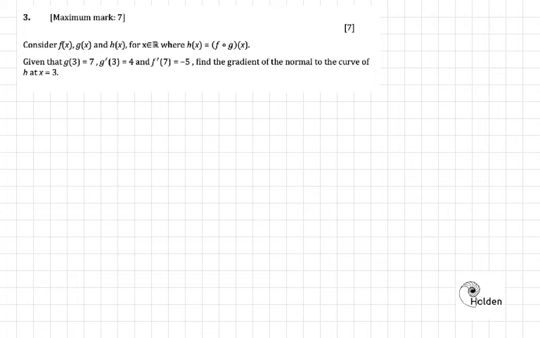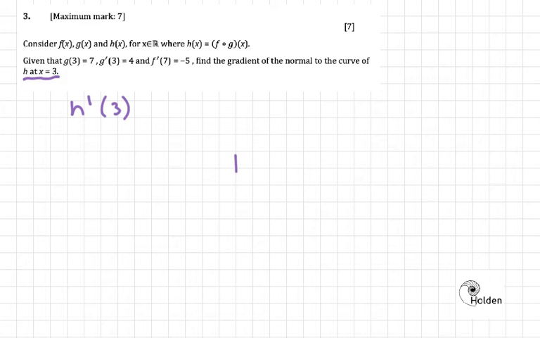Okay, so bit of a slog, but 7 marks. I'll go through the question, I'll go through the answer, and then we'll go through the mark scheme. So, the gradient of the normal to the curve of h at 3. The first thing we need to do is find h'(3). That will give us the gradient of the curve at 3, but then we need to come back and modify that.